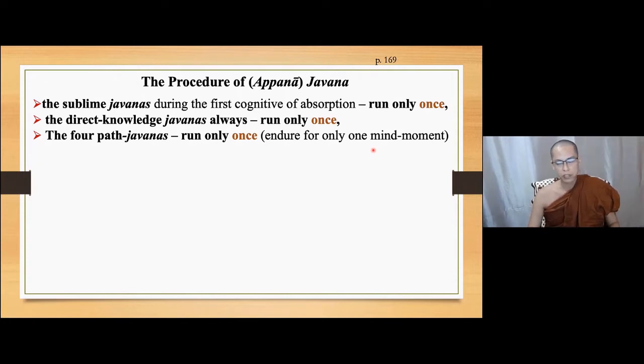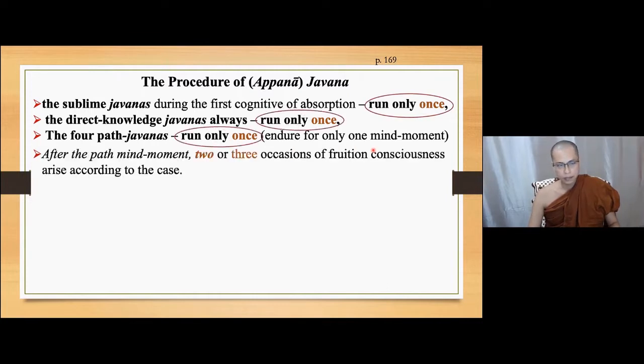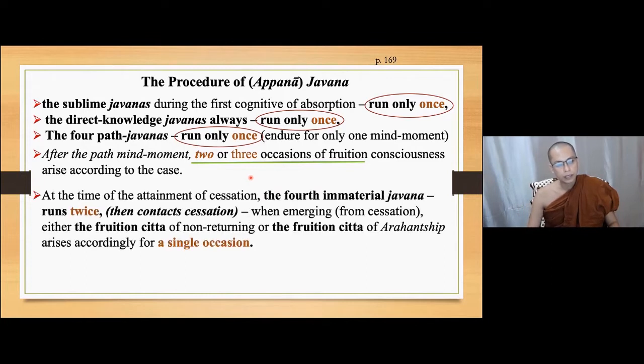First, the path javana, the magga, arises one time, of three types. Then after the path moment, the following fruition moment can be two or three times. If we understand this information of the Abhidhammattha Sangaha, we can understand the process of the absorption, magga and phala. Then, this is the time of the attainment of cessation.